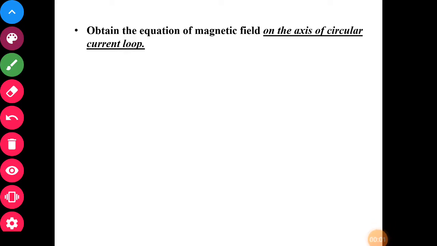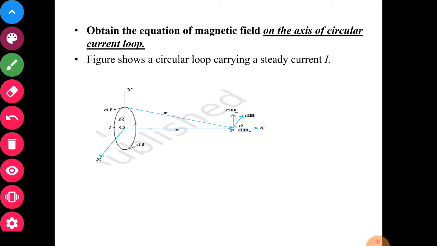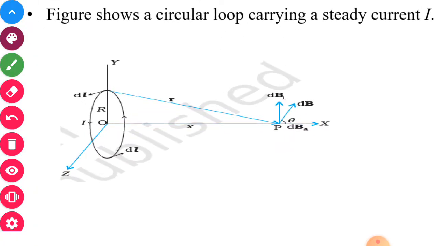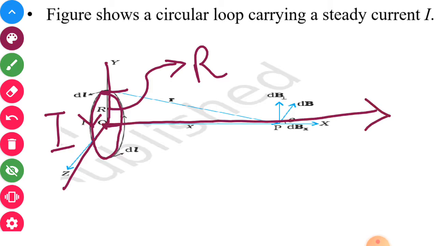Now today's topic of discussion is to obtain the equation of magnetic field on the axis of circular current loop. This figure shows the circular current loop which is placed in YZ plane. This is Y axis, this is Z axis, and it is kept in this YZ plane. The current flowing through this loop is I, and the radius of this current loop is R.